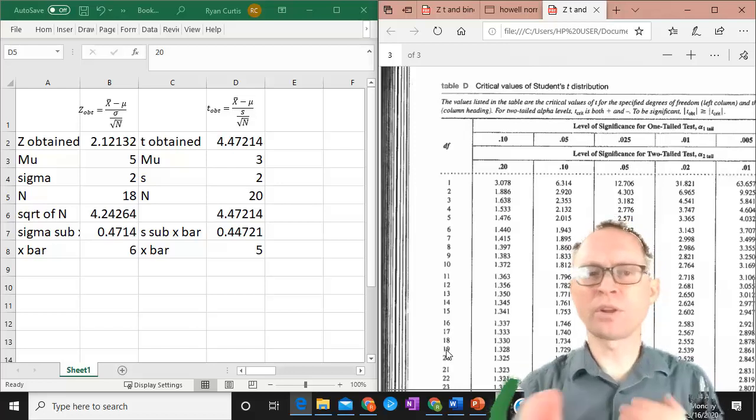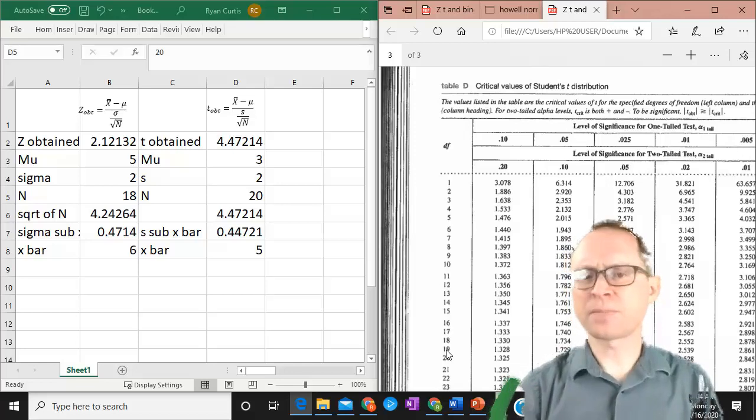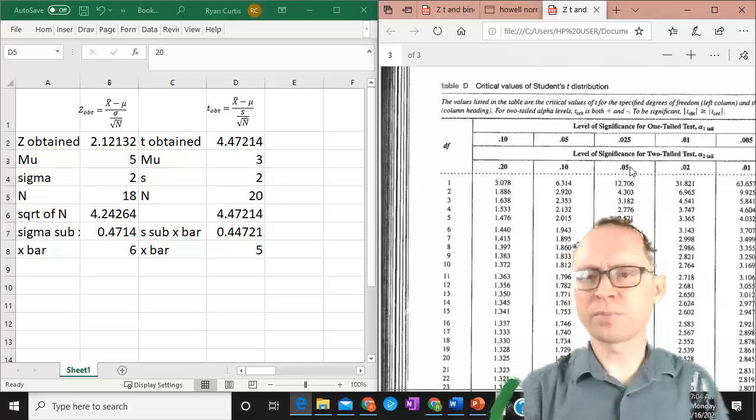So now we need to know whether this is a one-tailed or a two-tailed test. Normally we're doing a two-tailed test. So two-tailed test with an alpha equals 0.05. So here's 0.05. So we're looking in this column for a two-tailed test. Alpha equals 0.05. And the degrees of freedom of 19 is right there. The critical value is 2.093.